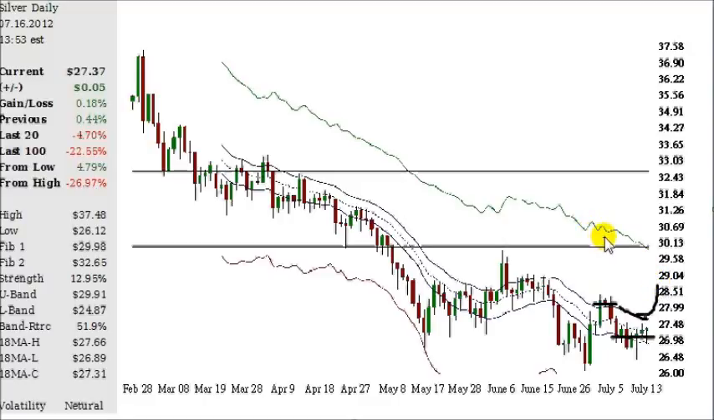I think for the intermediate term bear market to really have some legs to run, it really needs to get above 30. And for the midterm, long-term bull market, it's got to break above the top of this chart. It's got to get above 37.58 for sure.